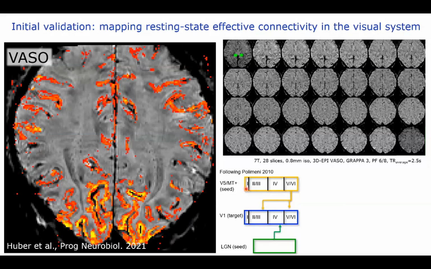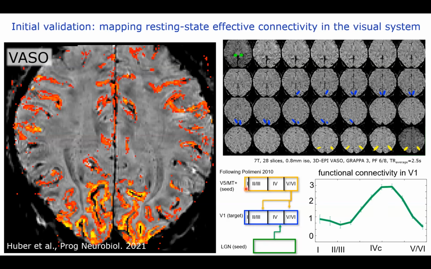In this study, they marked seeds in the LGN, which is the green color, in primary visual cortex, the blue, and the yellow ones in the higher visual area. Then we check the correlation of the layer profiles in V1 with respect to the seed in LGN and the seed in the higher visual area, to see whether the patterns align with the hypothesis.